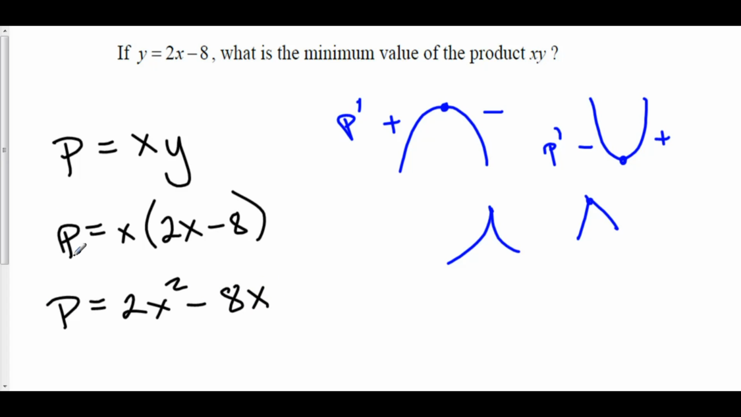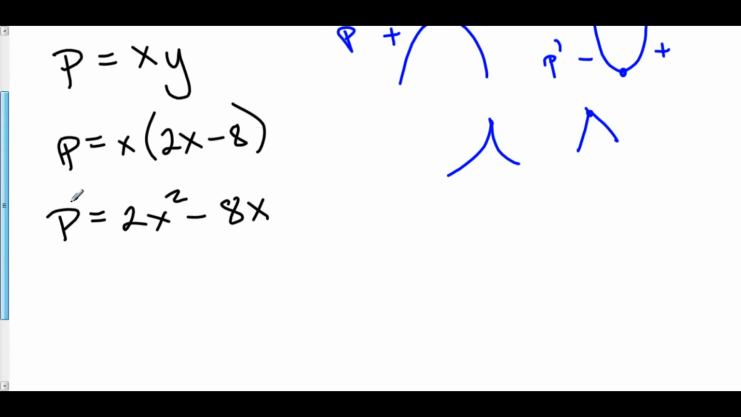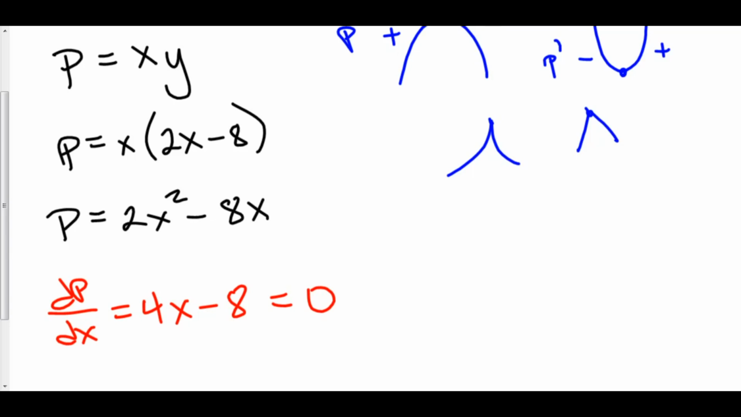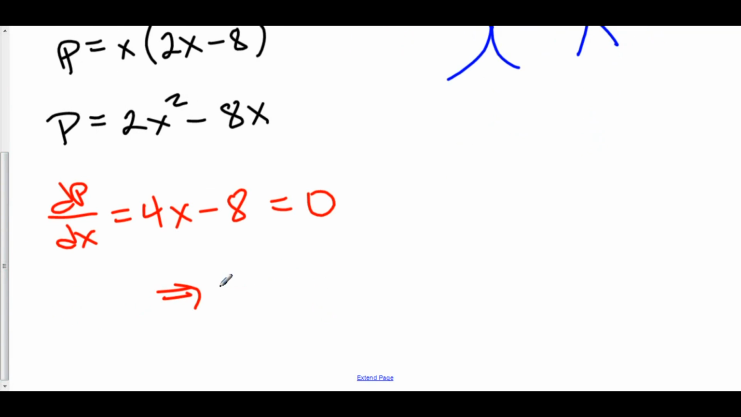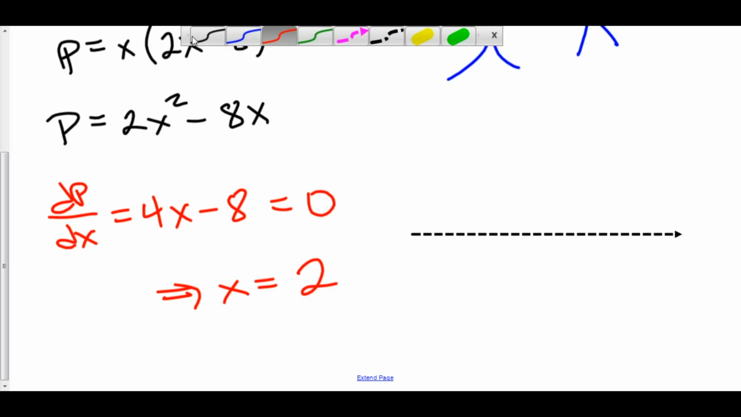Of course, we can now find dP/dx, the derivative of P with respect to x, to perform our first derivative analysis. So, dP/dx is equal to 4x minus 8. And to find the critical points, we can either set this equal to 0 or see where it is undefined. Well, this is defined everywhere, so we'll just set it equal to 0. This means that x is equal to 8 over 4, which is 2. And it's at this point that we can perform our first derivative analysis.